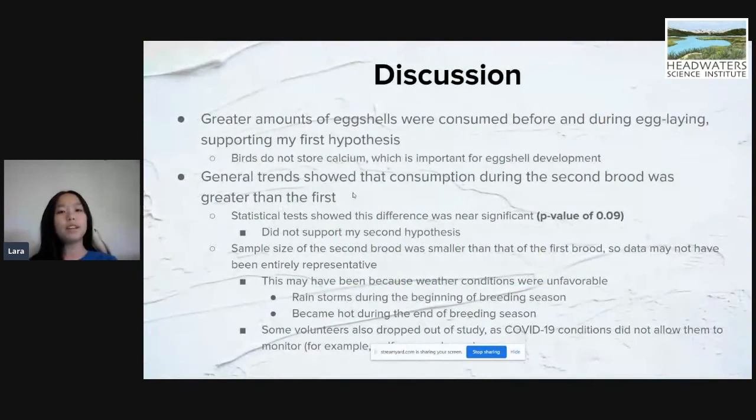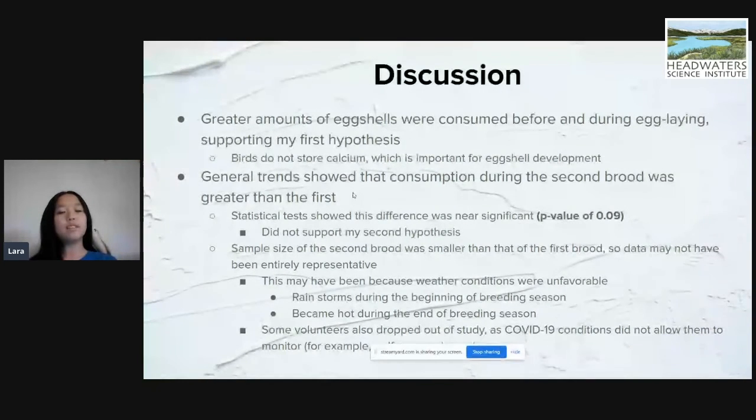Greater amounts of eggshells were consumed before and during egg laying, supporting my first hypothesis. Birds do not store calcium, which is important for eggshell development. General trends showed that the consumption during the second brood was greater than the first. Statistical tests showed this difference was near significant, a p-value of 0.09. This did not support my second hypothesis.